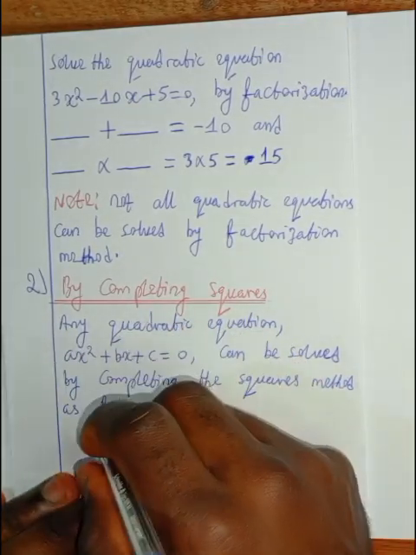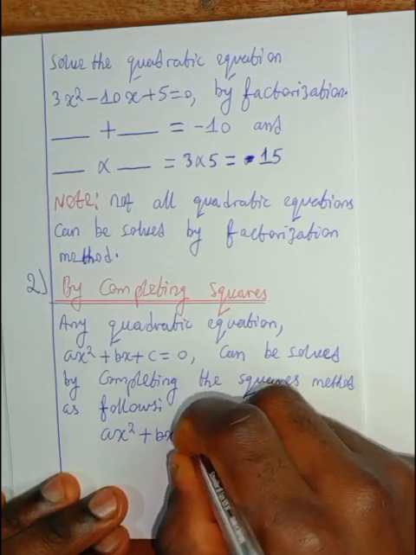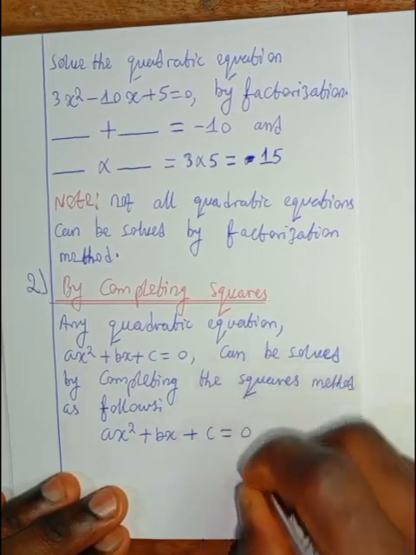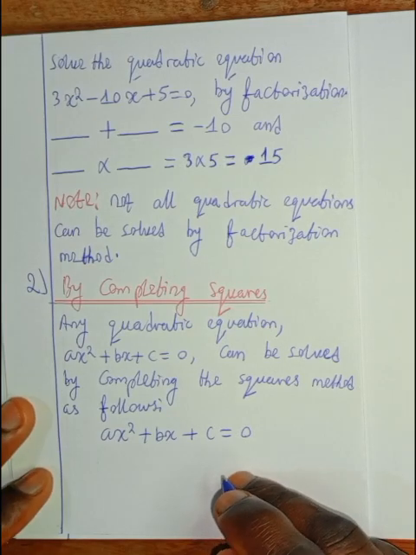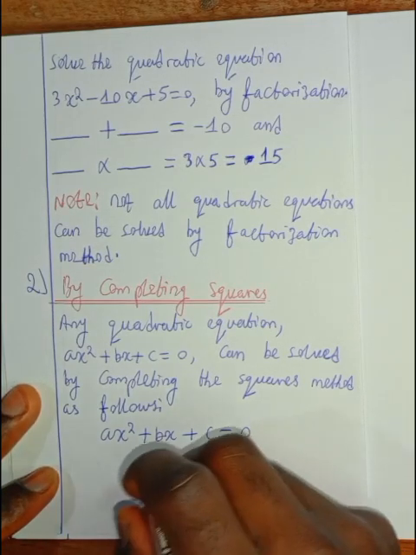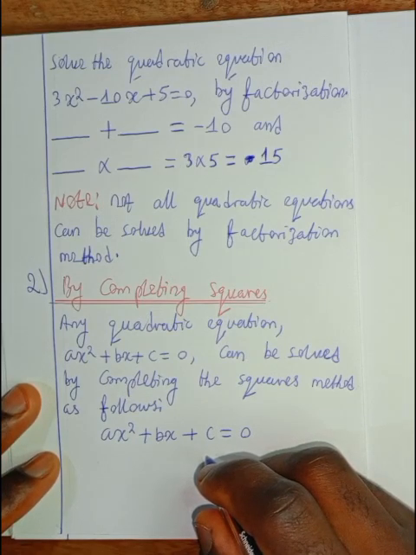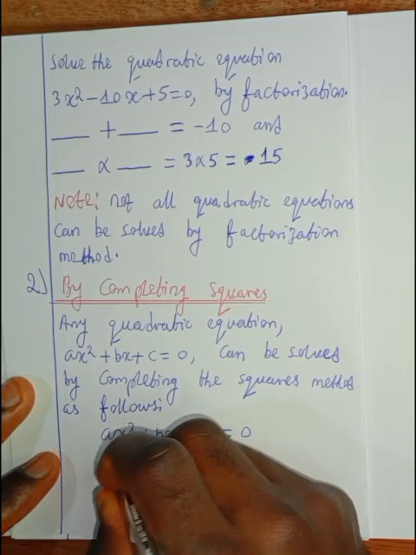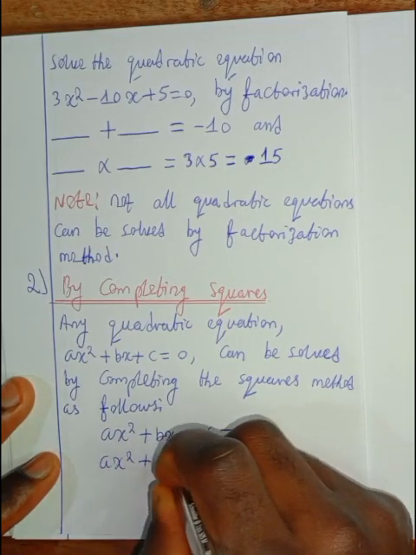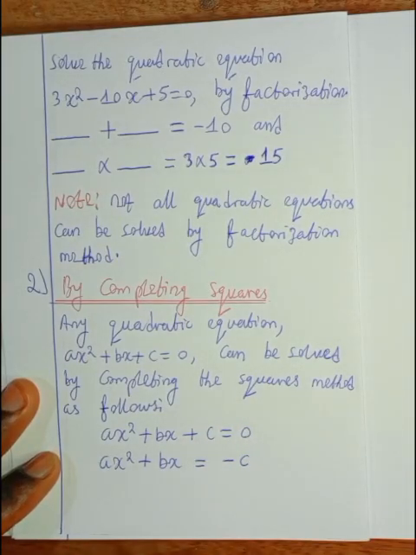First, we are going to write down this quadratic equation ax squared plus bx plus c equal to 0. For us to solve this quadratic equation by completing the squares, the first step is to send the constant term, that is a term which is independent of the variable x, to the right hand side. This will give us ax squared plus bx is equal to -c.